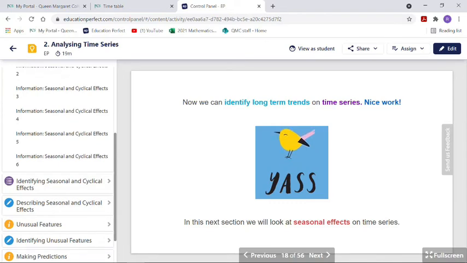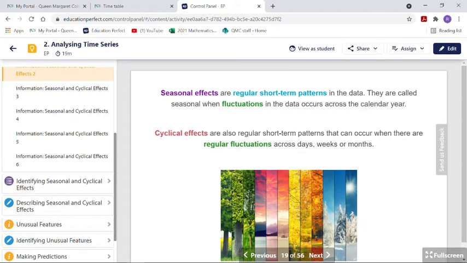some seasonal effects. So let's get a definition of that. Now, seasonal effects, you have to be careful. Seasonal effects are regular short-term patterns. So the key there is regular. Remember that graph a while ago? It went up, then it went down, and then it went up, and then it went down, then it went up, and it went down, right?